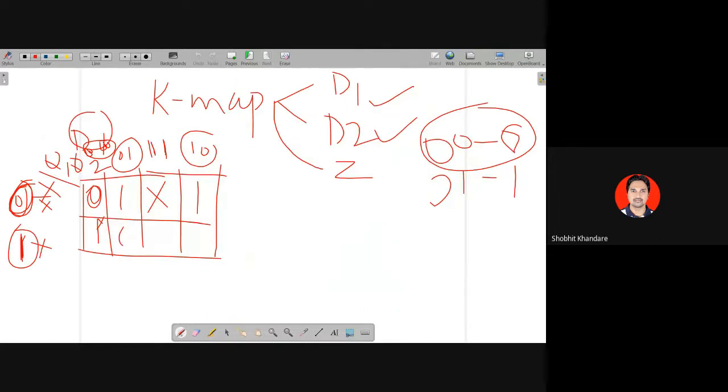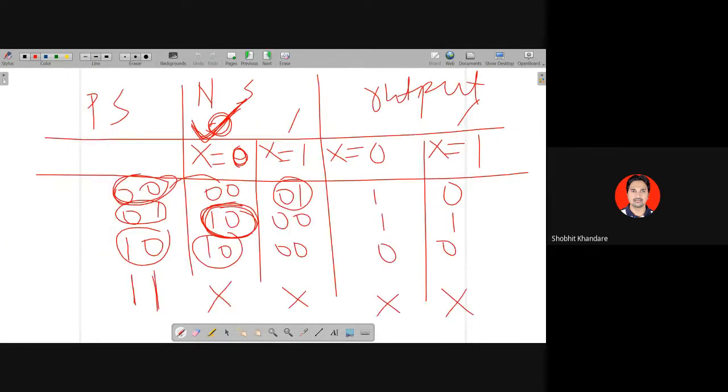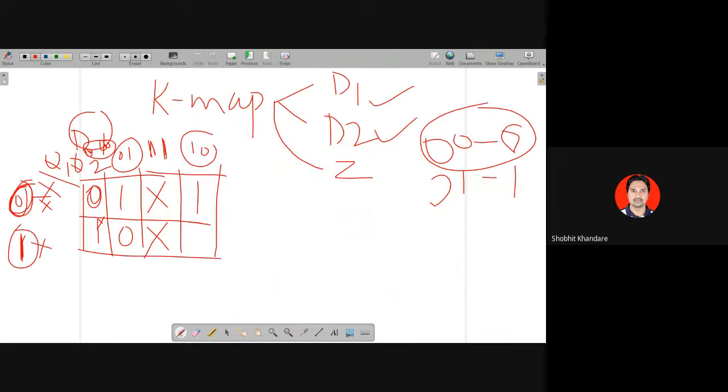It will be 0. For the 1 1 state there is no transition, so it is a don't care. And when your input is 1, you will go from 1 0 to 1 0. So what should be written in the last cell? What should be written there? 0.